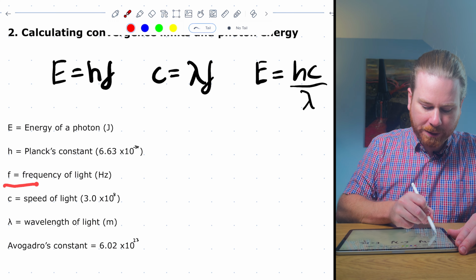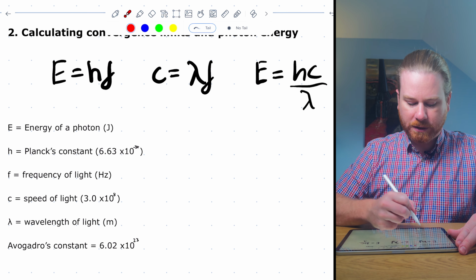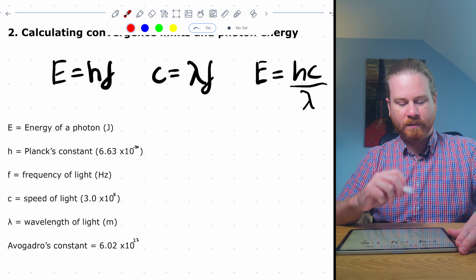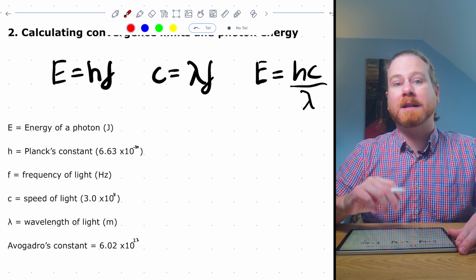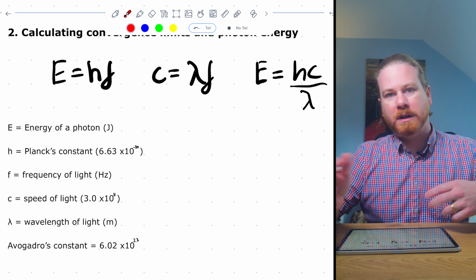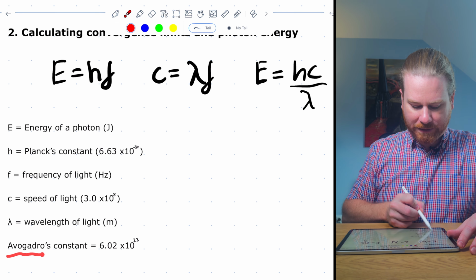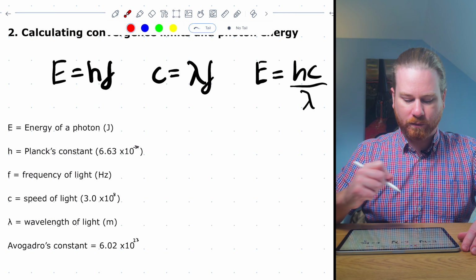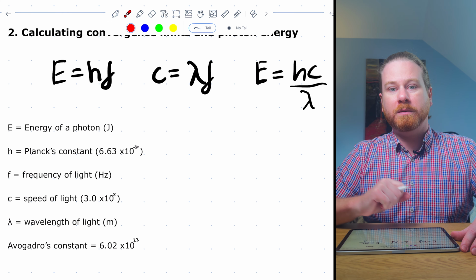Then f is the frequency of light, c is the speed of light, again this is a constant, and this is in the data booklet. Lambda, a Greek letter, is the wavelength of light, and that's measured in meters. And then our final thing: if we're ever trying to convert one thing into a mole of things, we need Avogadro's constant, another constant also in the data booklet. So these three numbers you don't need to remember, you'll find them in the data booklet.